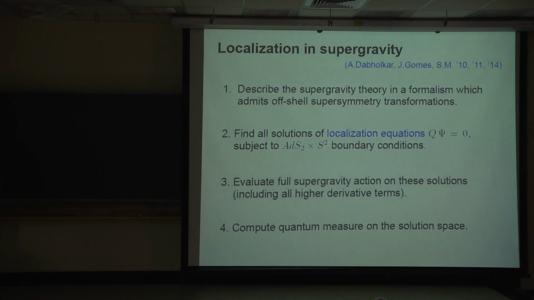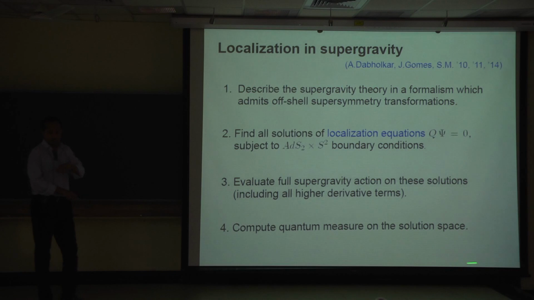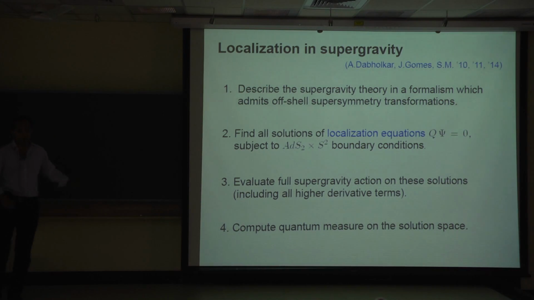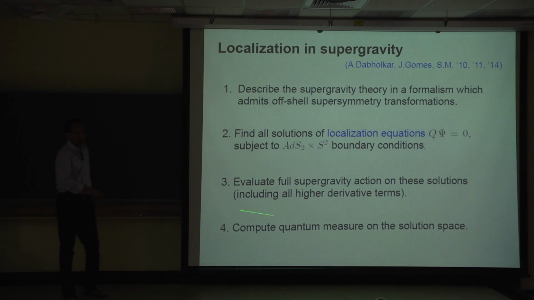So we want to now do this for supergravity, and this was done in a sequence of papers with Atish Dabholkar and João Gomes. And here are the basic steps. Roughly each of them was one paper. First, we need a formalism where the off-shell supersymmetry is realized in supergravity. Then we want to find all solutions of the equation Q psi equal to 0, subject to the boundary conditions that I discussed. Then I want to find the full supergravity action evaluated on this solution. And finally, I want to compute the quantum measure, which includes this d mu, but also the one-loop determinant. Okay, so these are the 4 steps, and I'll very briefly go through each of these steps now.